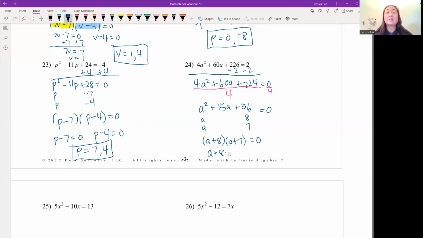a plus 8 is equal to 0, and a plus 7 is equal to 0. So you get a is equal to negative 8, negative 7. Those are our two numbers there. All right, we are more than halfway there.